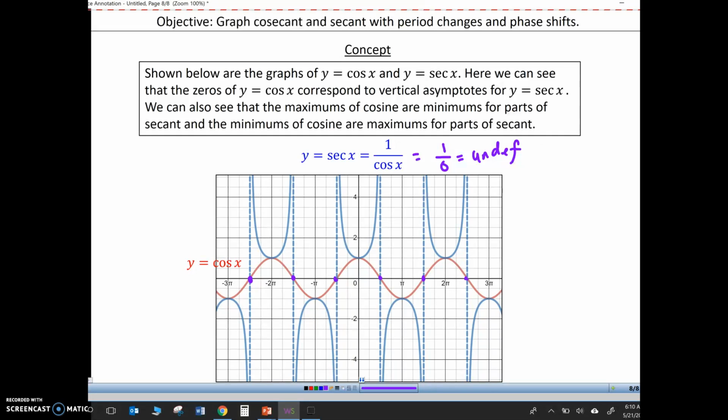Okay, so the other thing that you should notice about the correlation between cosine of x and its reciprocal function, secant of x, is that the maximums and the minimums correspond for the two functions. So here is how we're getting, let me get rid of these, the graph of secant of x. It's just the reciprocal values.